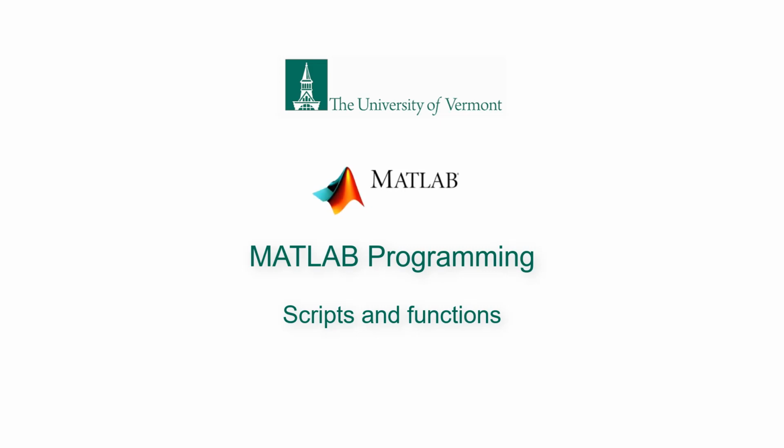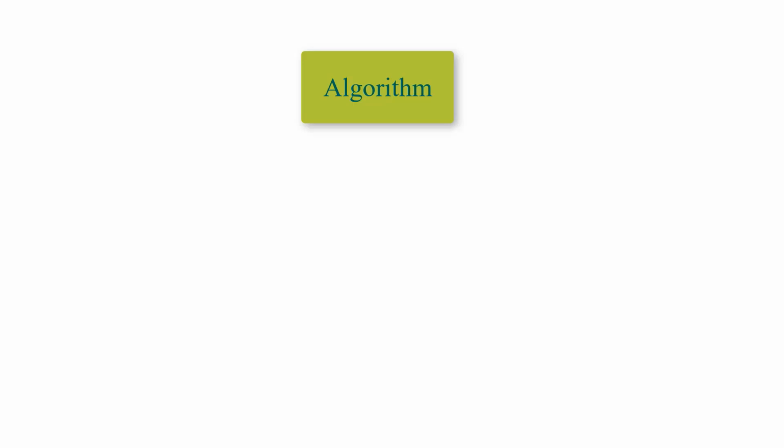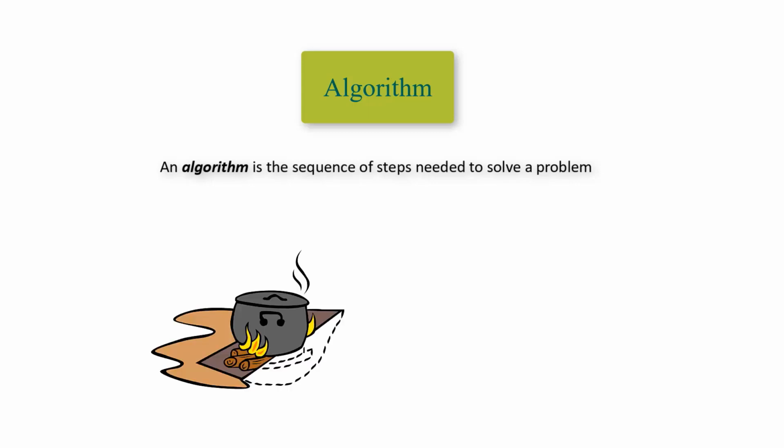Let me introduce you to a computer science term called algorithm. An algorithm is a series of steps needed to solve a problem. Algorithms are independent of the programming languages that you use. You can think of it as a recipe to make a dish.